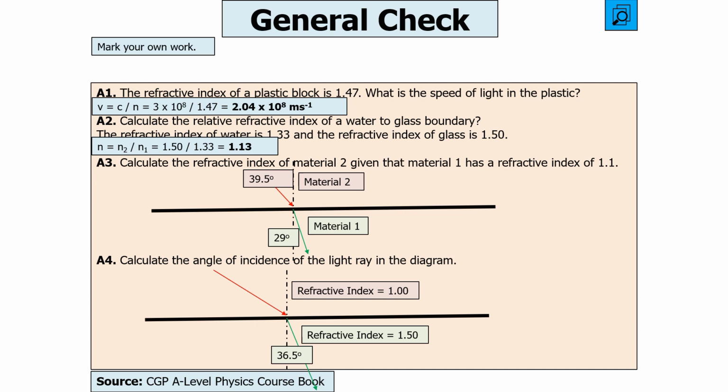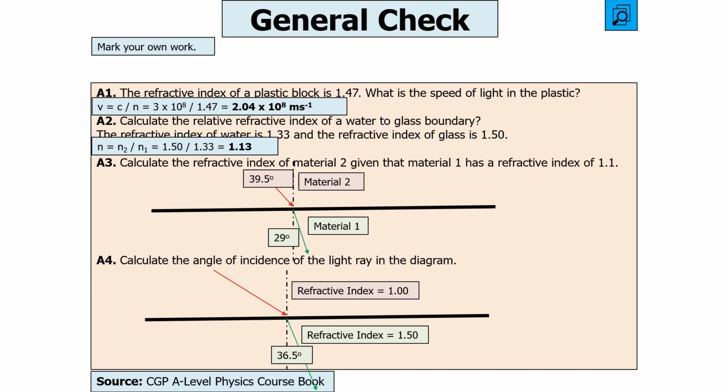The second question, working out relative refractive index, it's going to be equal to N2 over N1. You've got N2, the refractive index it goes into, which is 1.50. You've got N1, the refractive index of the material it starts in, 1.33. So the answer is 1.13.